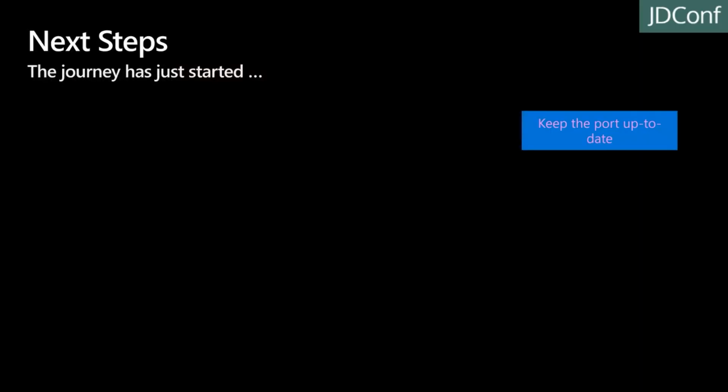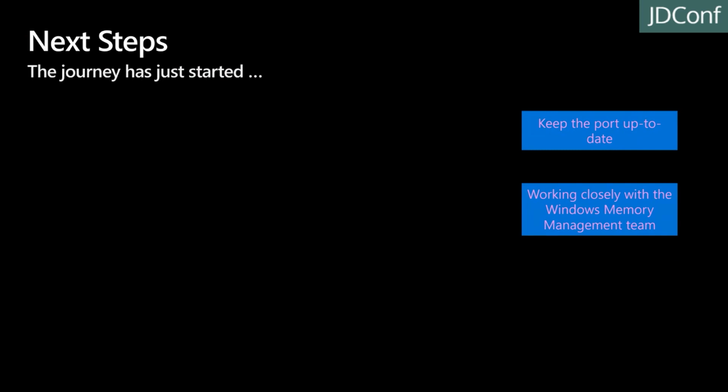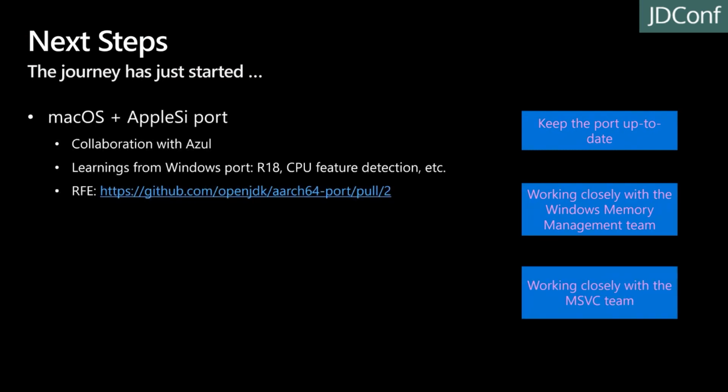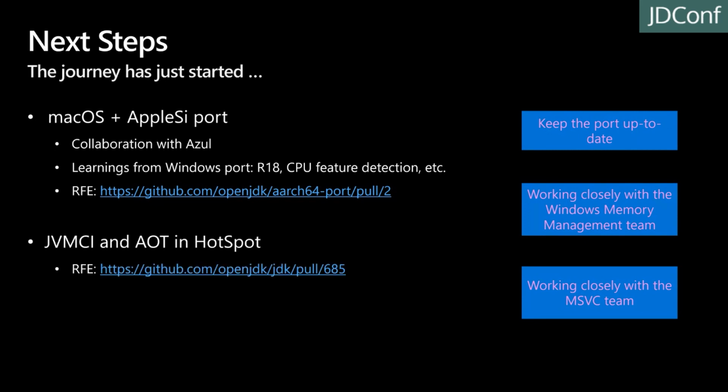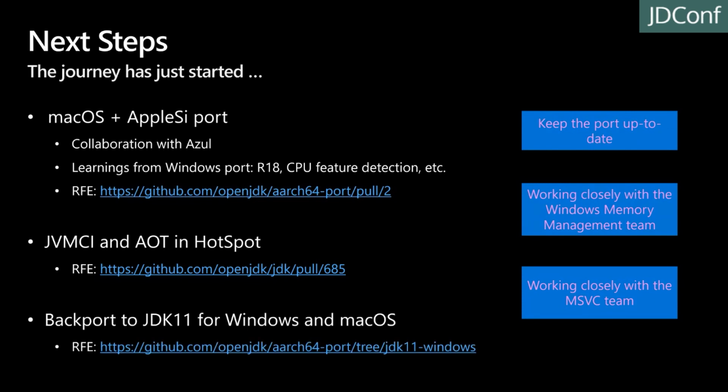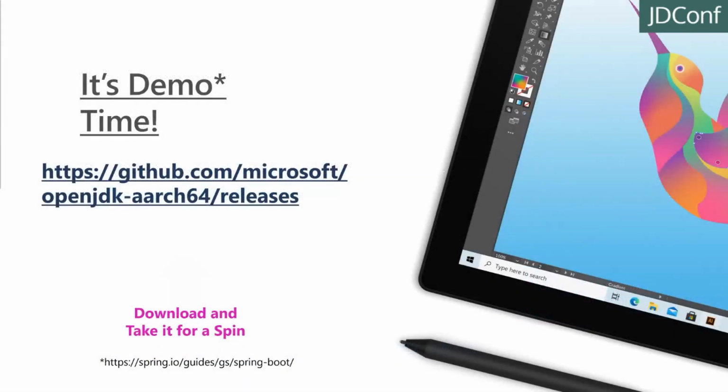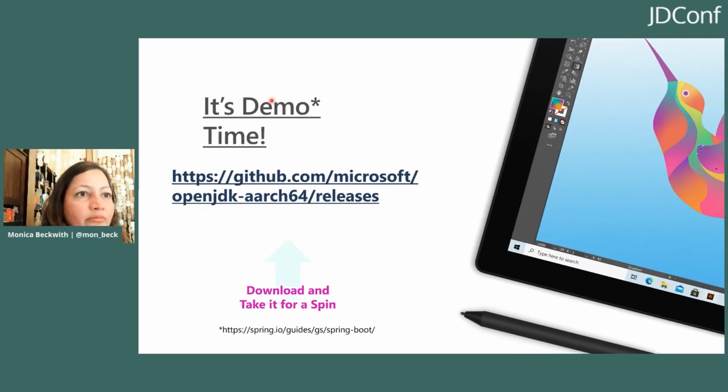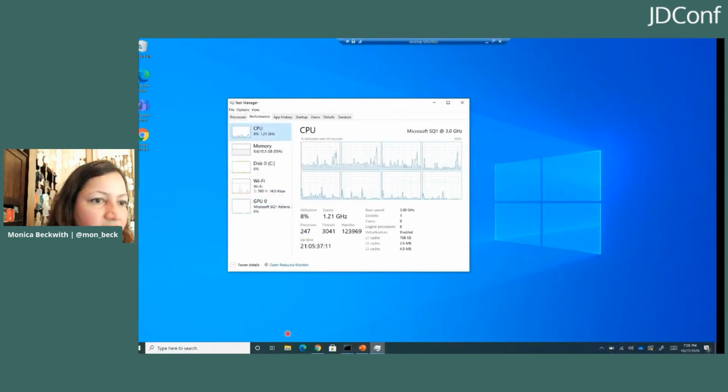Next steps for us, we want to keep the port up to date. We want to make sure that we work closely with the Windows as well as MSVC teams. I talked about the Apple Silicon and macOS port. We want to keep doing that. Here's work that we have done with respect to CI and AOT, and of course, backporting all these to JDK 11 update. I may not have quick time for a demo, or maybe I could do that. Let's try that here. This is a demo at a fast speed.